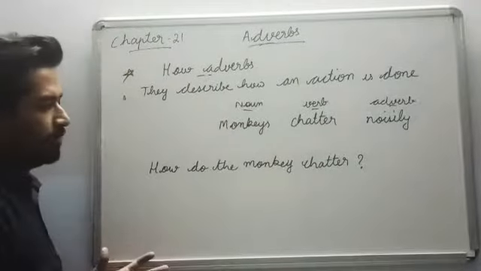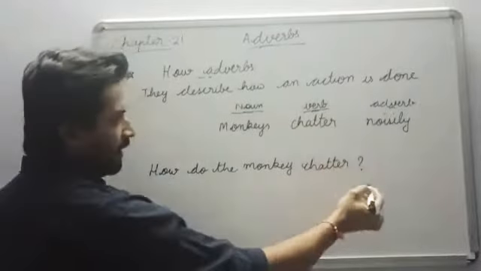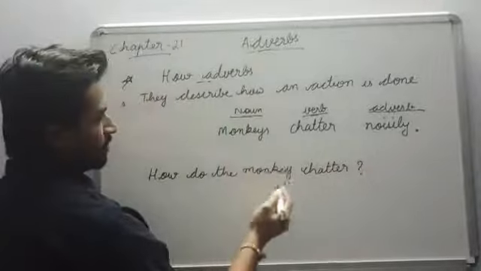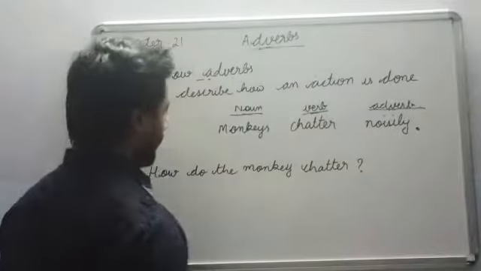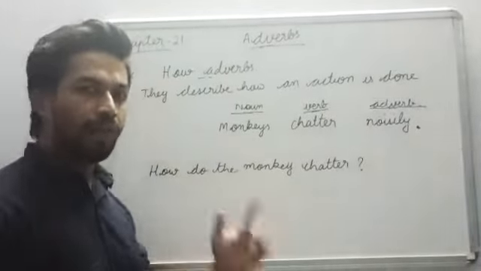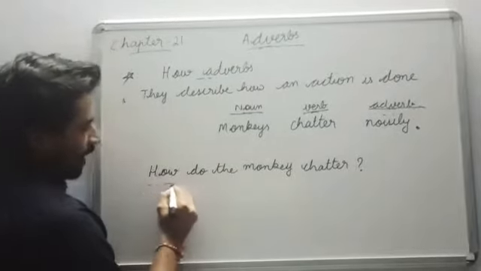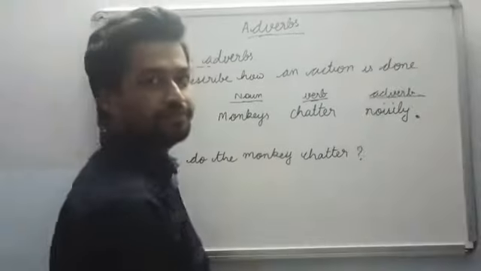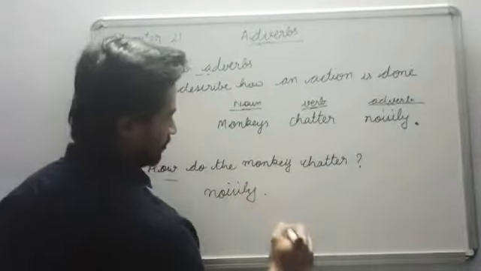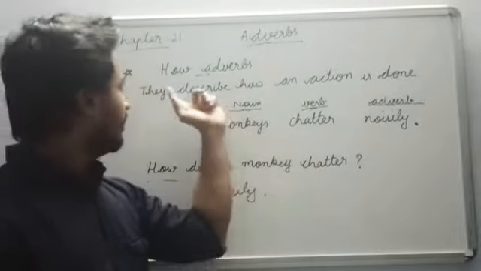So let's look at an example. Here we have a noun, monkeys, verb, chatter, and adverb, noisily. So this is the sentence itself: Monkeys chatter noisily. Now in order to know whether this one is a how adverb, we can simply ask a question. It is known as a how question. So how do the monkeys chatter? How? Noisily. So whenever we can answer this question using this adverb, it is known as a how adverb.